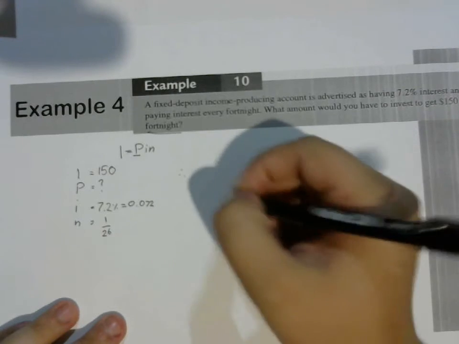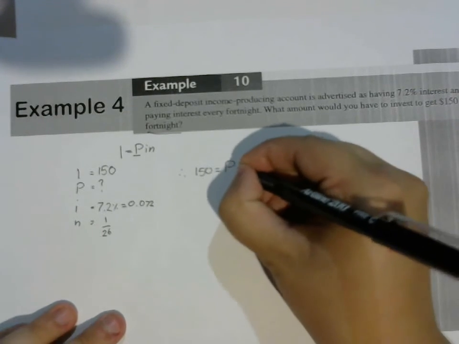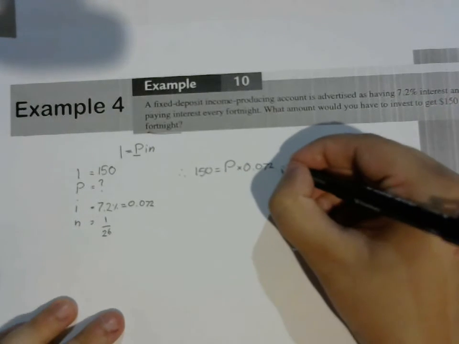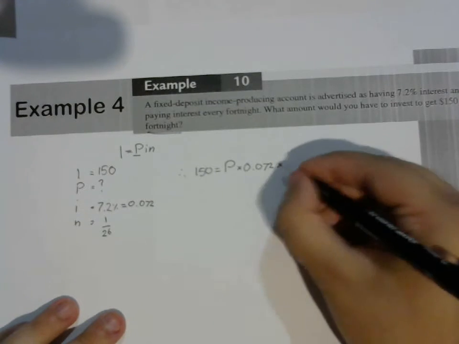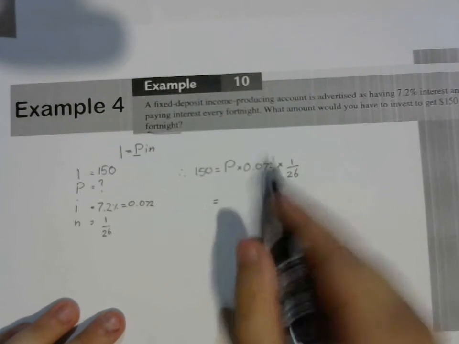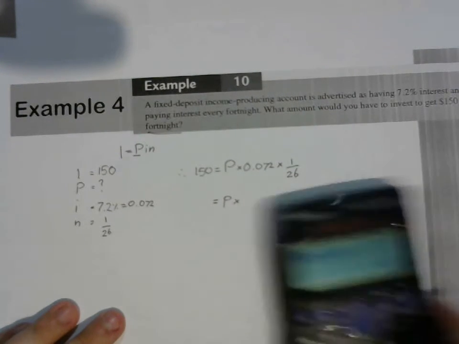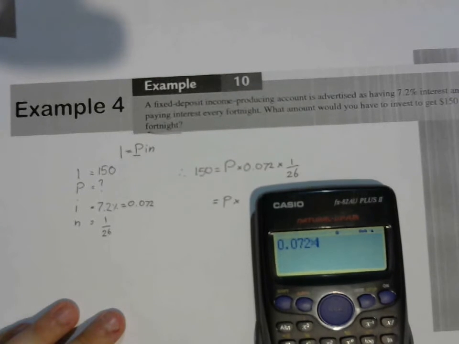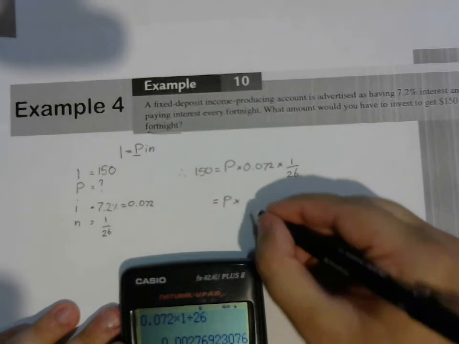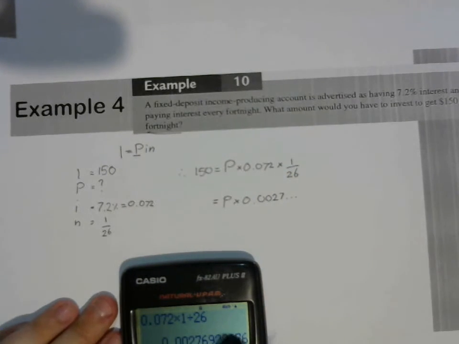I'm going to substitute that into my equation. I is 150 equals P, we don't know, times the interest rate, which is 0.072, times the term, which is 1 over 26. I'm going to simplify this. P times 0.072 times 1 divided by 26 equals, oh, that's a big number, 0.0027 dot dot dot. I'll leave that on my calculator.